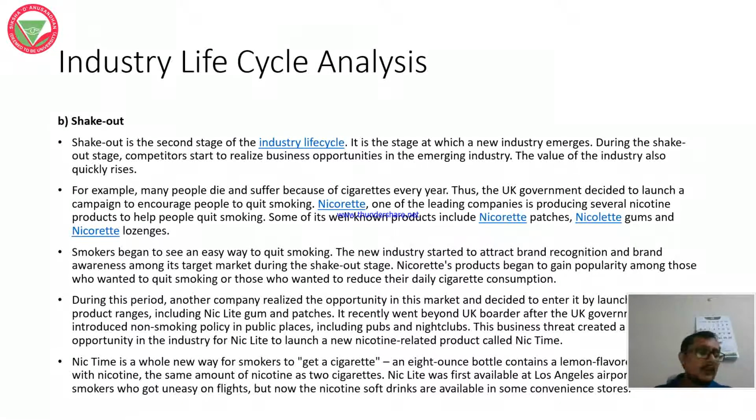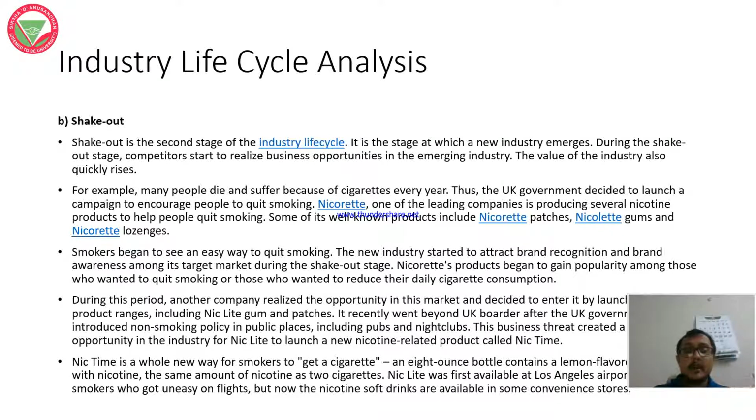See, you cannot quit smoking overnight. So obviously you are going to reduce your consumption on a daily basis. If yesterday I had smoked 10 cigarettes, I am smoking 8 cigarettes today. Like this, gradually we are going to reduce it, and Nicorette helped all those people who wanted to quit smoking immediately and those who wanted to reduce their daily consumption.